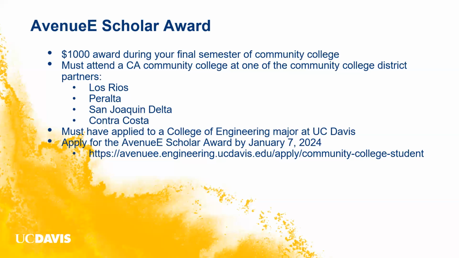The deadline to apply for the Scholar Award is January 7th, 2024. And we did actually send an email out yesterday to students who fit the criteria to apply for this. So if you are a student who attends one of these schools and you applied for an engineering major, check your email for more information and the link to the application.